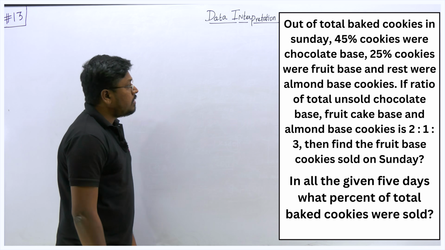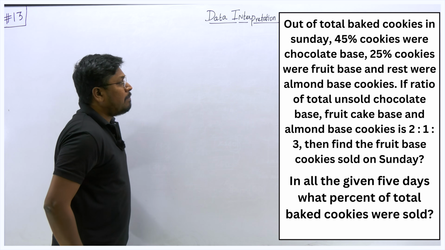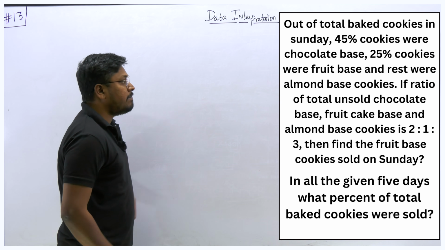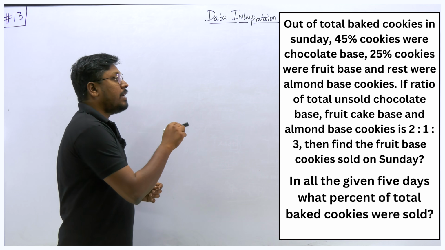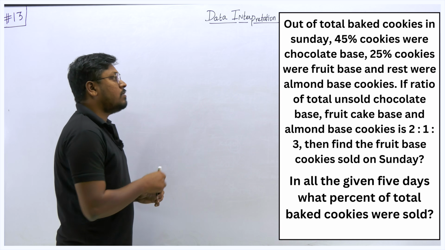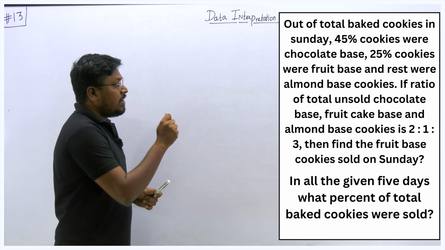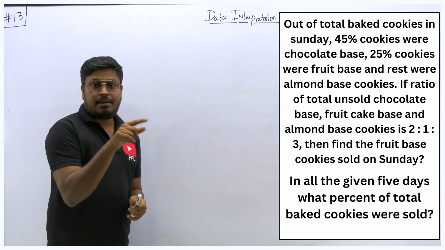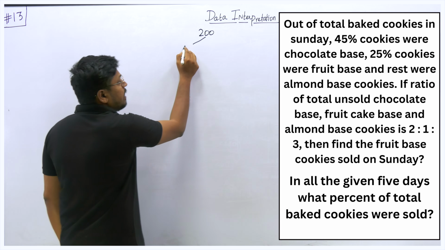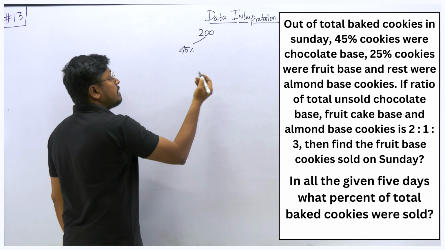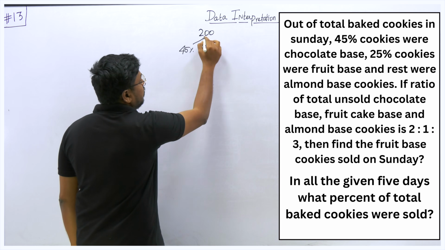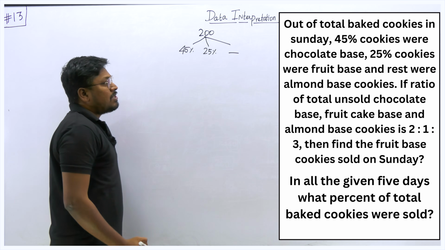So next question. Out of total baked cookies on Sunday, 45% were chocolate based, 25% were fruit based, and the rest were almond based cookies. So we know that on Sunday, according to the chart, 200 cookies were baked. Out of these 200 baked cookies, 45% were chocolate based and 25% were fruit based, and the remaining will be almond based.